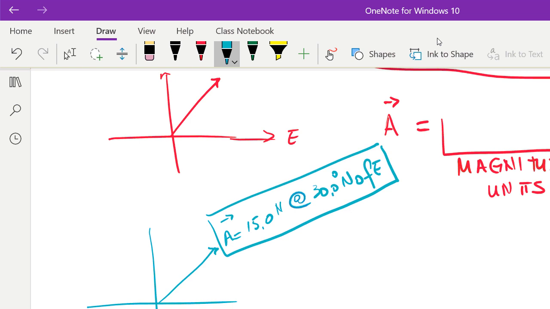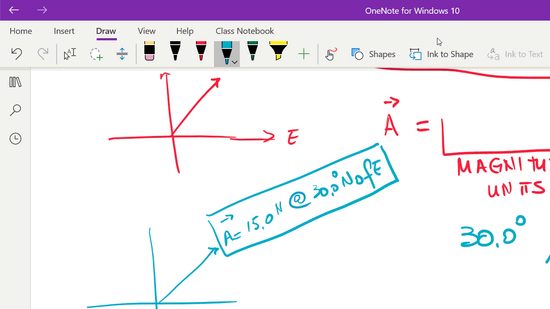Now, from the reading, we see that the vector has a magnitude of 15.0 newtons. It is a force. How do we know this? Because we have newtons here, and newtons are the units for the force. And then we have the direction, 30 degrees north of east. So now I will just take this, 30 degrees north of east.